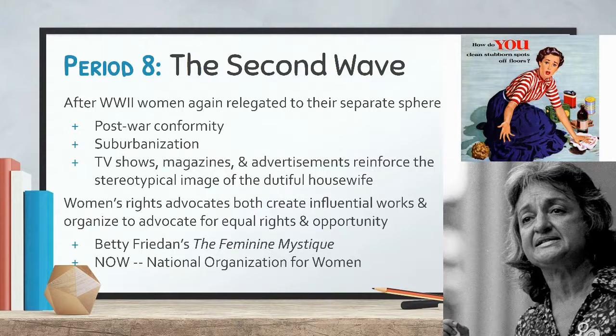The 1950s and early 60s were an era of conformity, with trends and forces like suburbanization, TV shows, magazines, and advertisements reinforcing the stereotypical image of the dutiful housewife. However, women's rights advocates both created influential works and organized to advocate for equal rights and opportunities. A couple of great examples to show this include Betty Friedan's The Feminine Mystique and the National Organization for Women, or NOW.